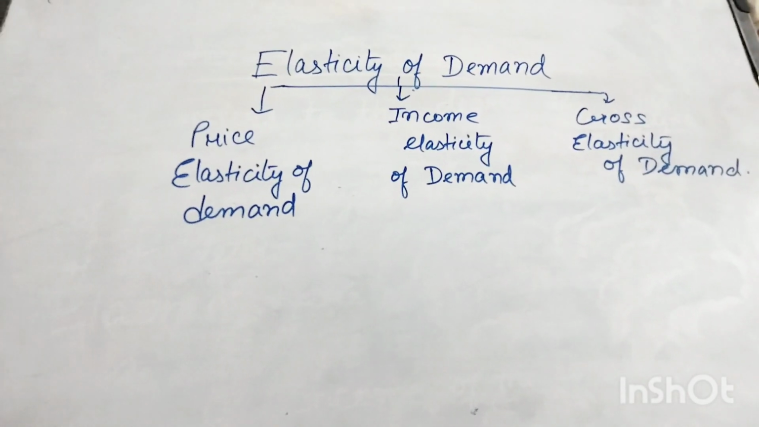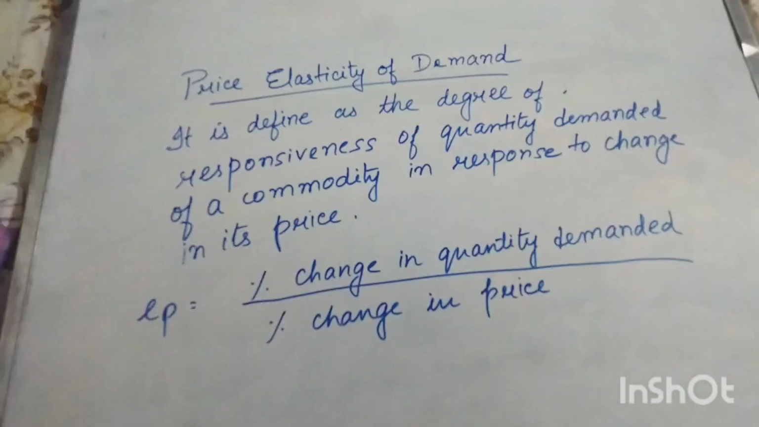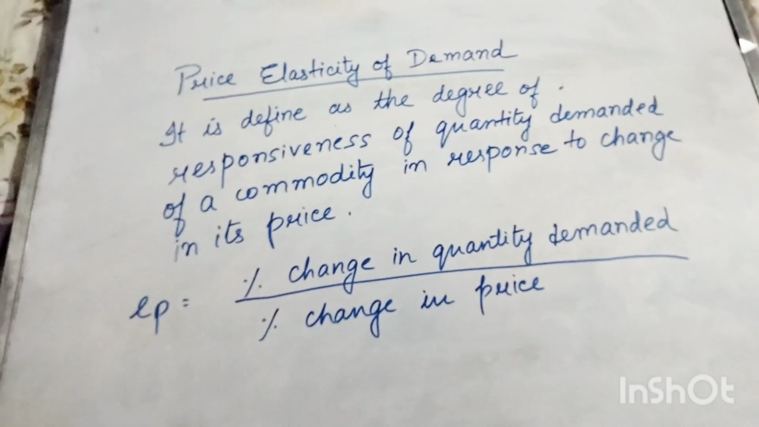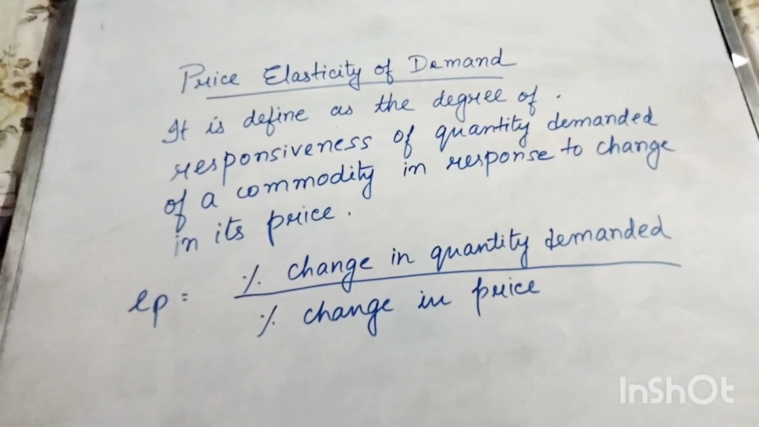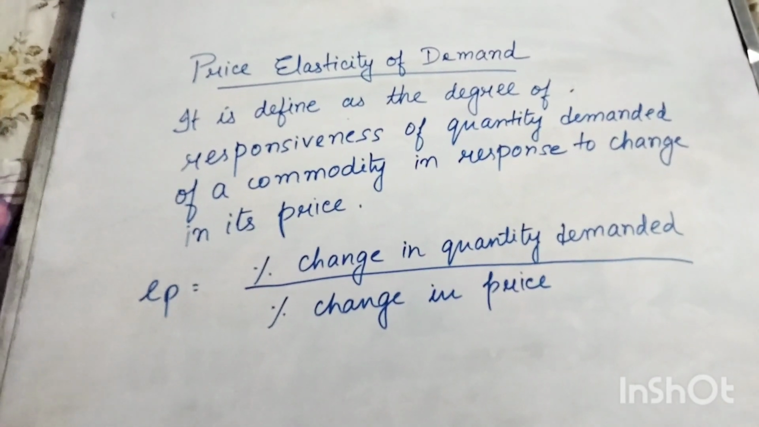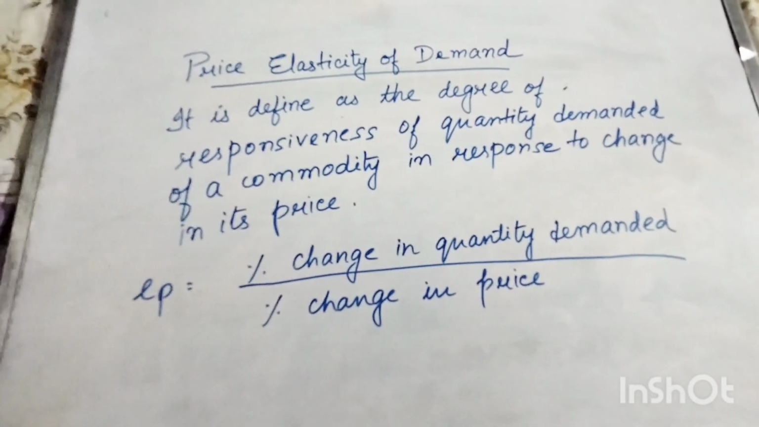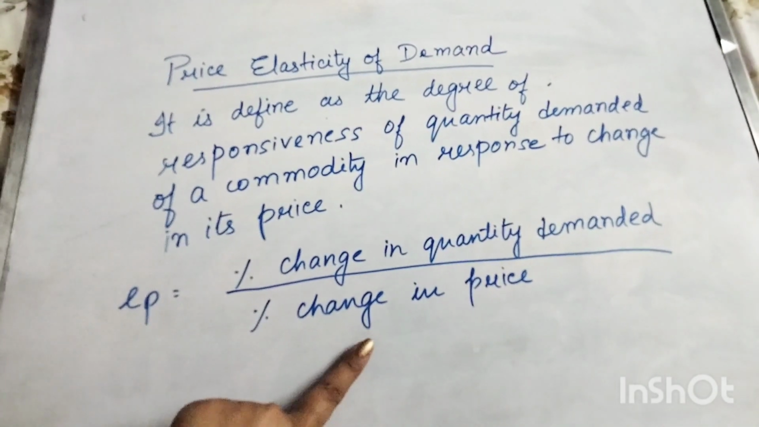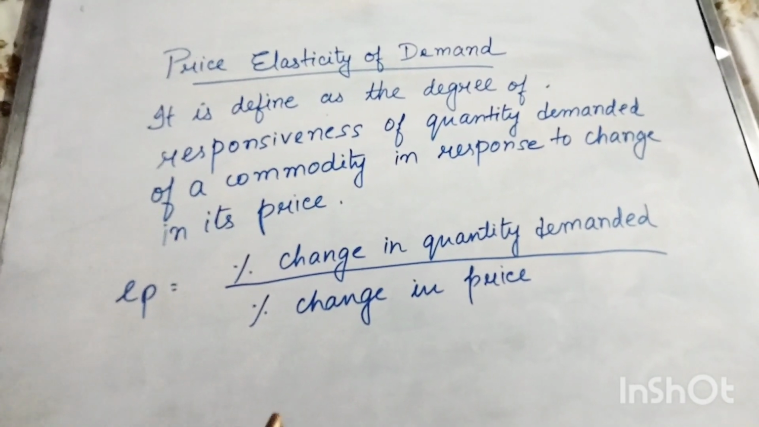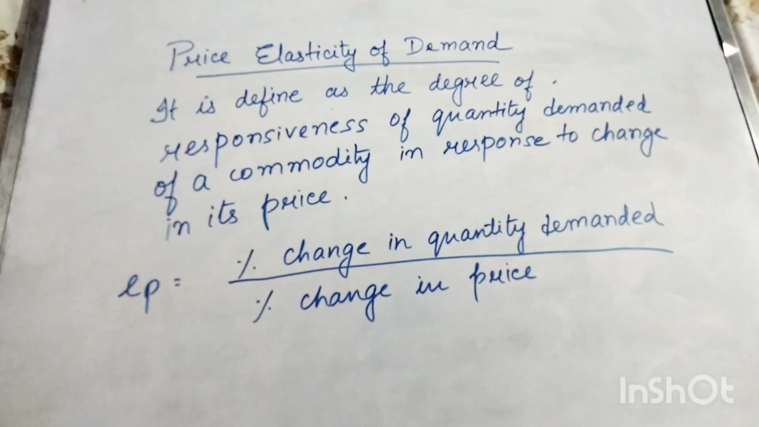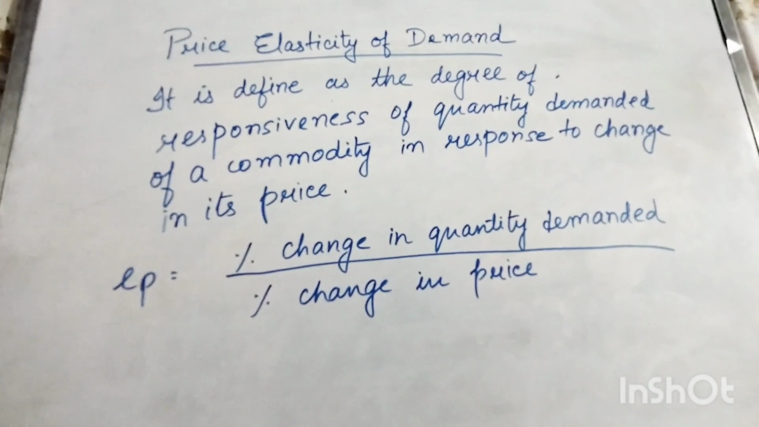First we are going to know the definition of price elasticity of demand and how it is calculated. How can we define price elasticity of demand? It is defined as the degree of responsiveness of quantity demanded of a commodity in response to a change in the price. So how can we write this? Percentage change in quantity demanded divided by percentage change in the price. That means due to the change in the price, how will the quantity demanded respond? That is called the price elasticity of demand.